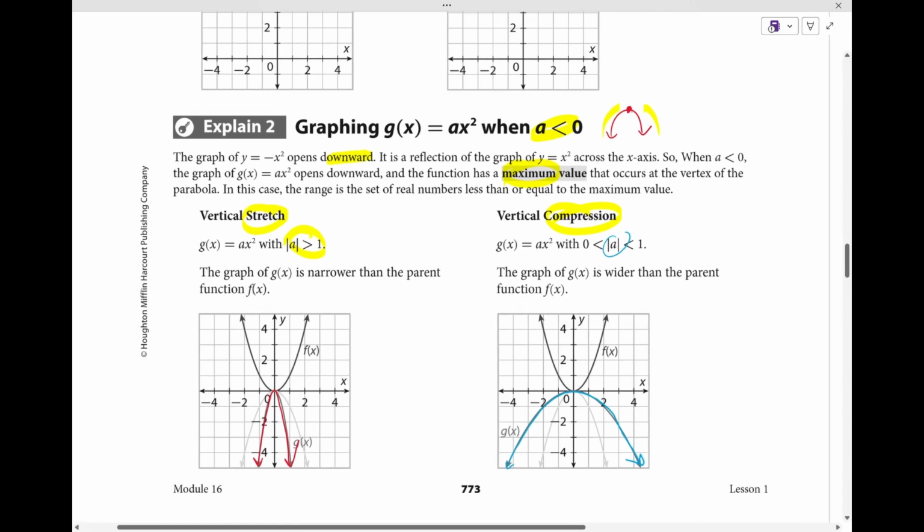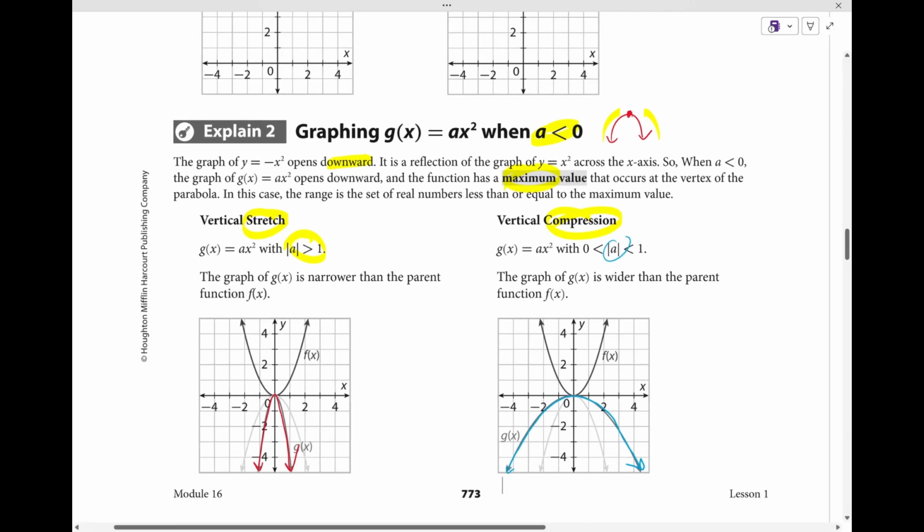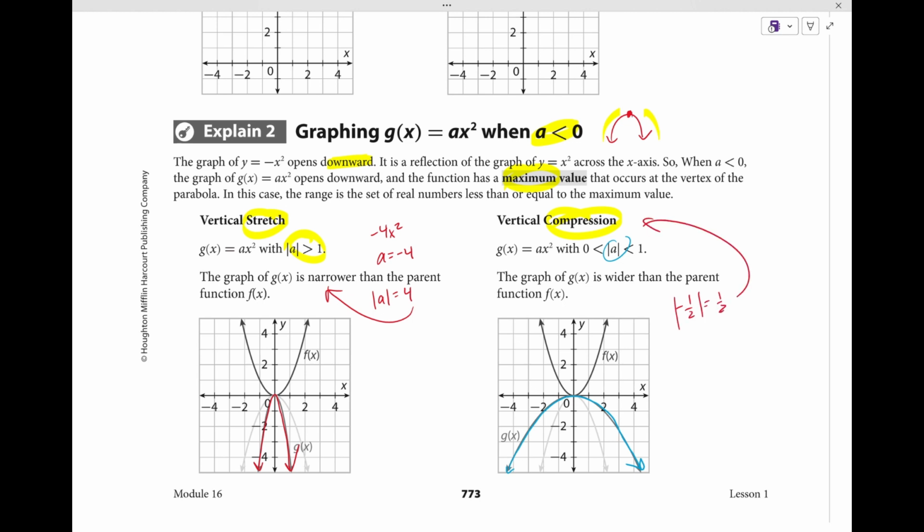Remember, absolute value means the positive version of a. So if my function is negative 4x squared, my a value is negative 4, the absolute value of a is going to be 4, and that would fall under vertical stretch. But if my a value is like negative 1/2, then the absolute value of that is going to be 1/2, then it's going to be a vertical compression.